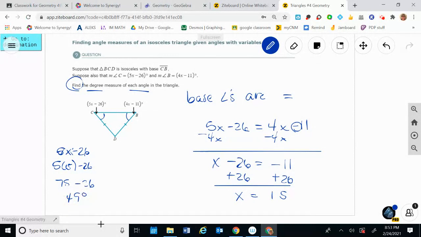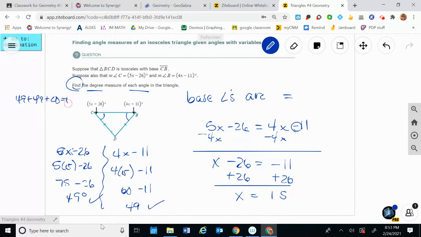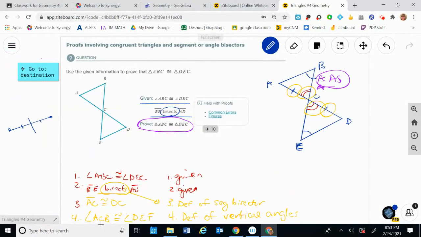Okay, check it. If you did it correct, when you plug it into this one, it should be the same because these are base angles. Formula, substitution, resolution. Yep, they're the same. So the answer is 49. Okay, oh, but it wants you to find D now too. Okay, well then 49 plus 49 plus angle D equals 180. And I'm going to leave that to you. You can figure that out. Okay, and that's it for these notes.